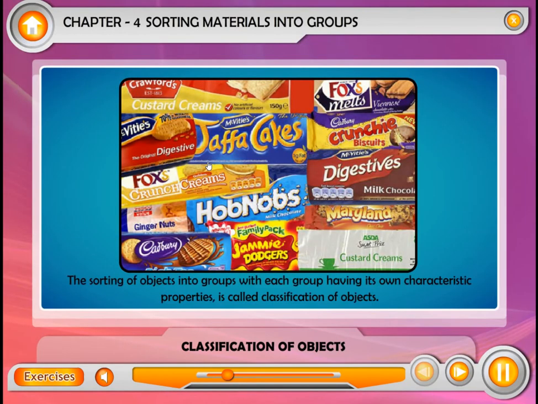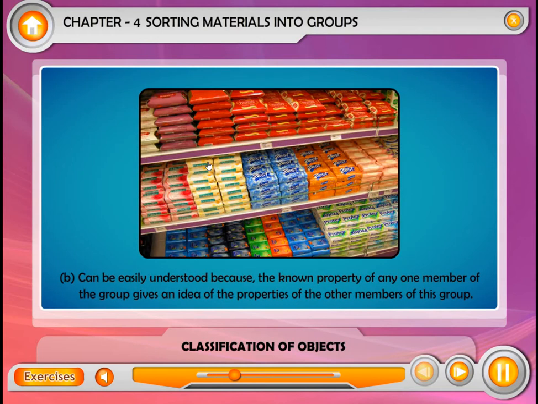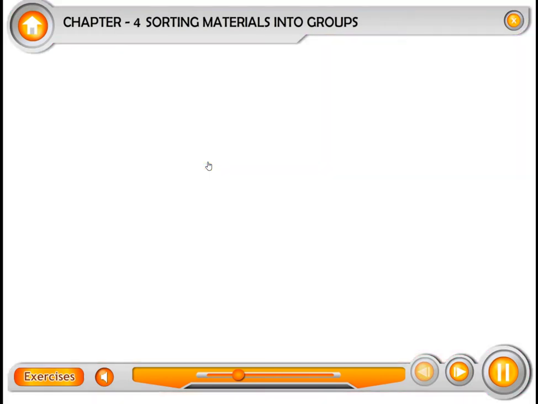Classification of objects. The sorting of objects into groups with each group having its own characteristic properties is called classification of objects. The objects can be classified into groups which A. makes it easier to locate them and work with them. B. Can be easily understood because the known property of any one member of the group gives an idea of the properties of the other members of this group.